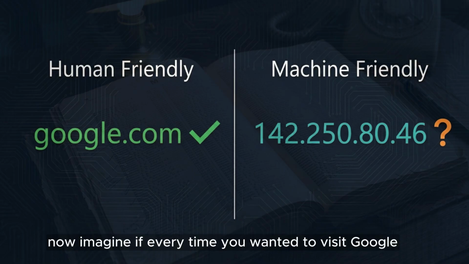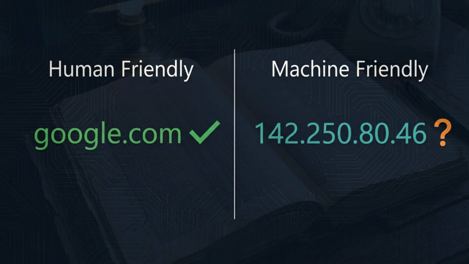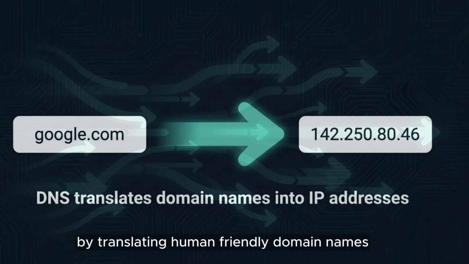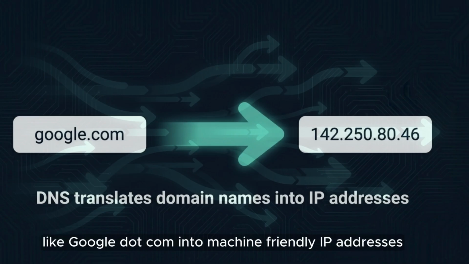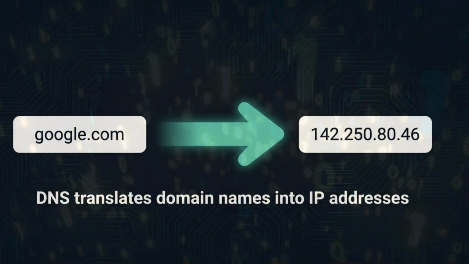Now imagine if every time you wanted to visit Google, you had to type that number instead of just typing google.com. That would be a nightmare. DNS solves this problem by translating human-friendly domain names, like google.com, into machine-friendly IP addresses that computers use to find each other. Simple as that.